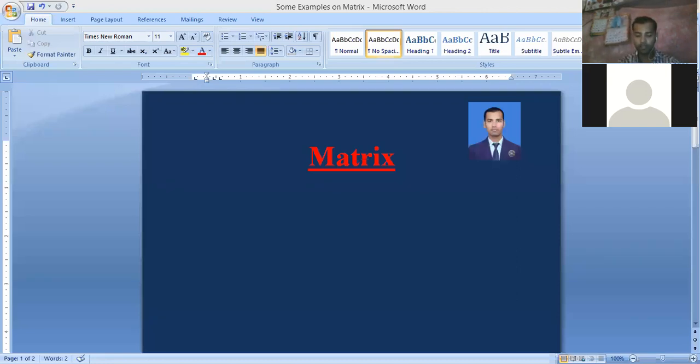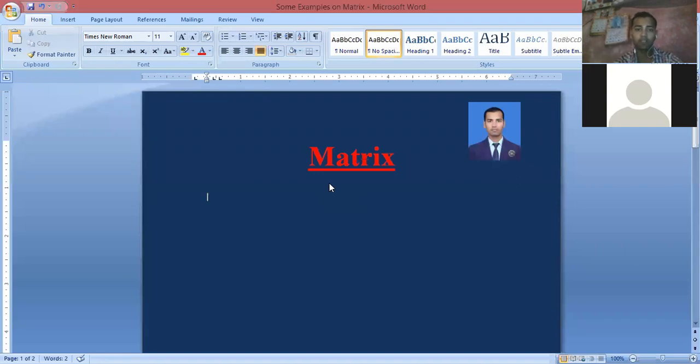In our previous class, we learned the definition related to matrices and their types. Similarly, today we will discuss exercise 10.1.